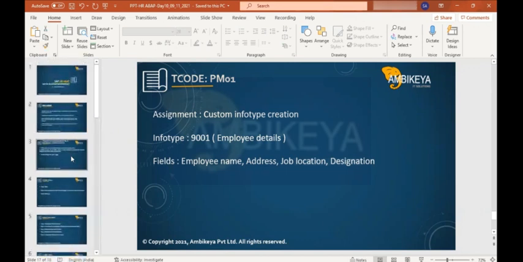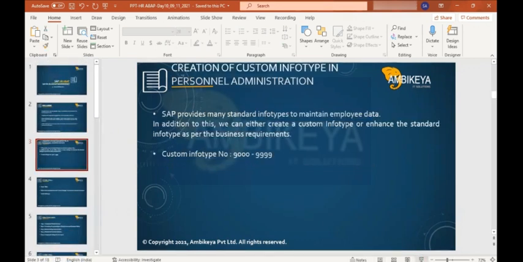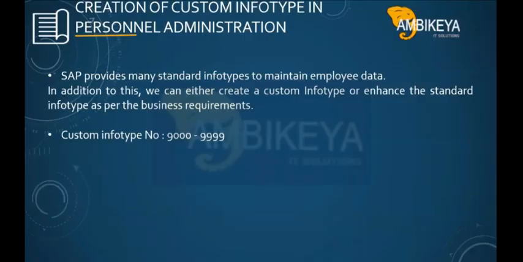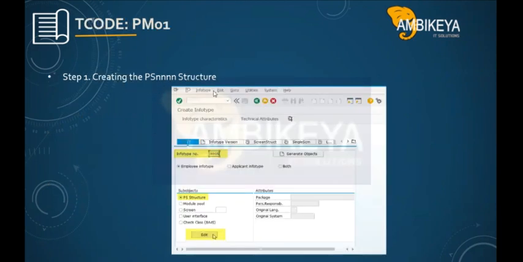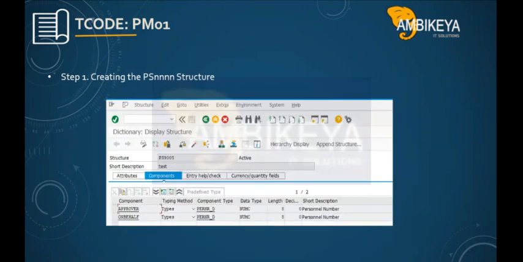I will tell you once again. See, there are basically 5 steps here. You follow these 5 steps in sequence. If you miss anything, then you will get issues. First create the PS structure. Go to PM01, give the infotype number, 9001 or whichever you are creating. Select the radio button PS structure and then click on edit. After clicking edit, it will navigate to this screen.